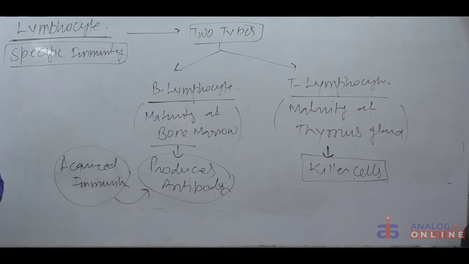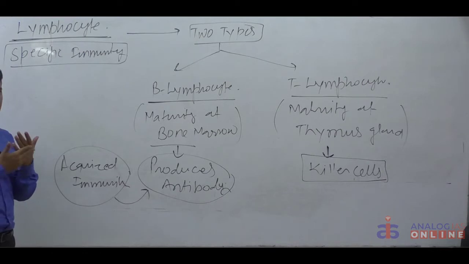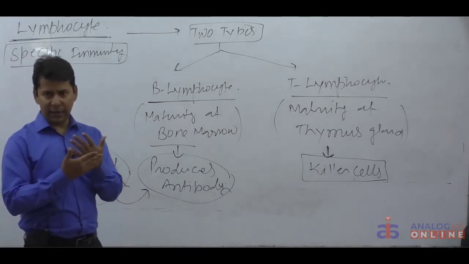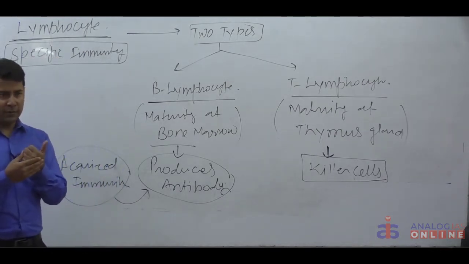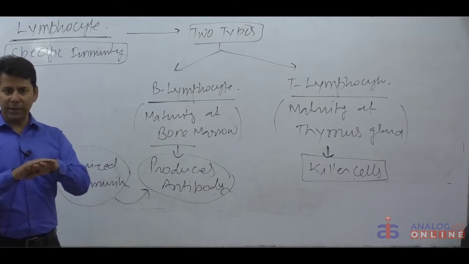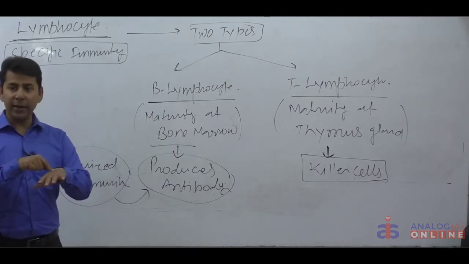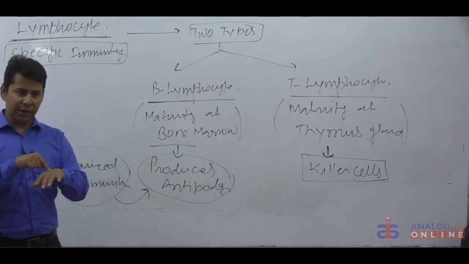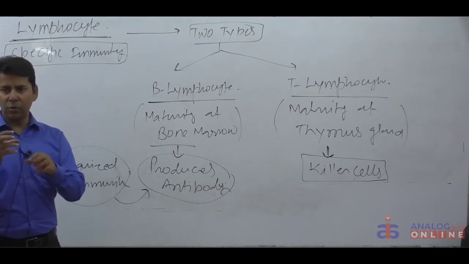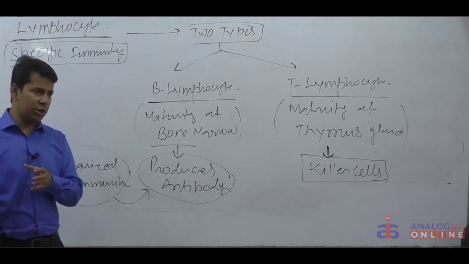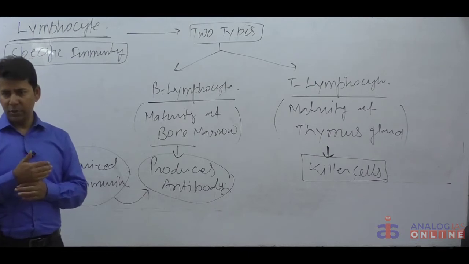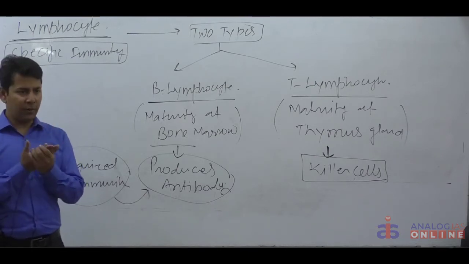Let's say we have one physical barrier, that is the skin. It's a physical barrier. It doesn't allow anything to go inside. Because the first layer of skin has dead cells, right? And there is a protein called keratin. This keratin protein makes the skin impervious to water and air. Water cannot enter, air cannot enter. And water and air are two major media through which any pathogen can enter. So we have this physical barrier of skin, right?